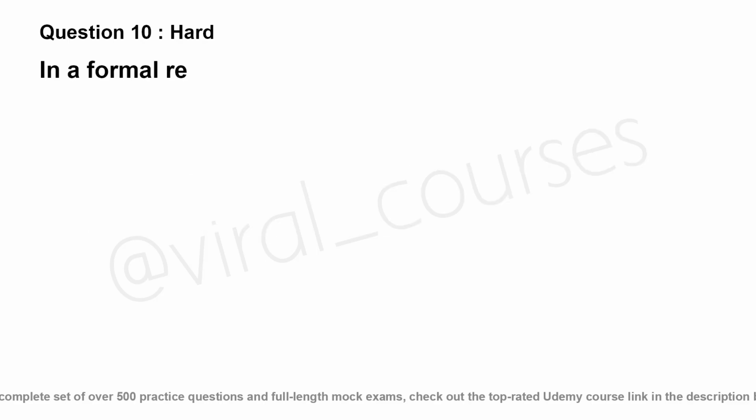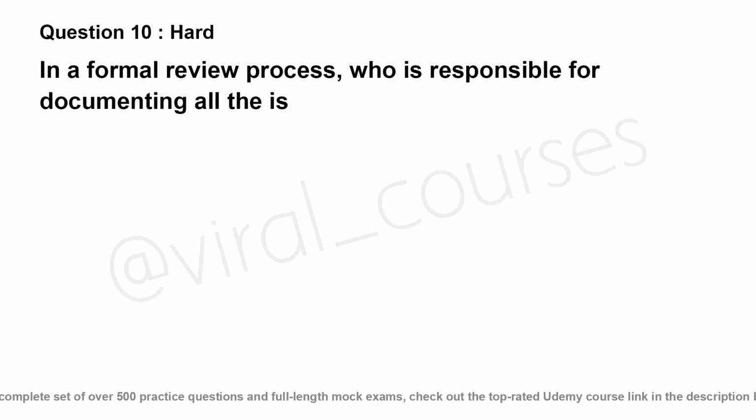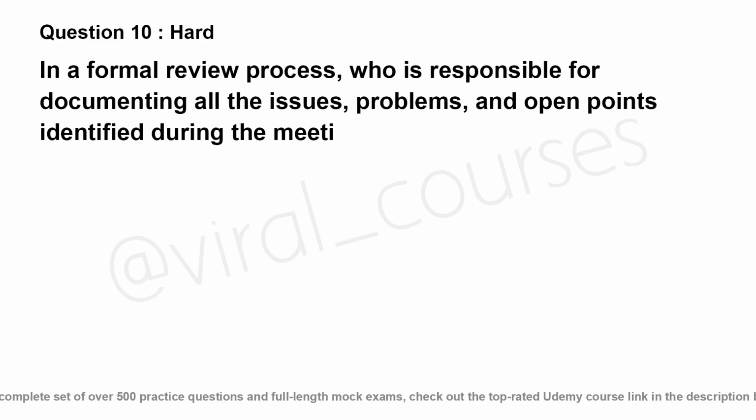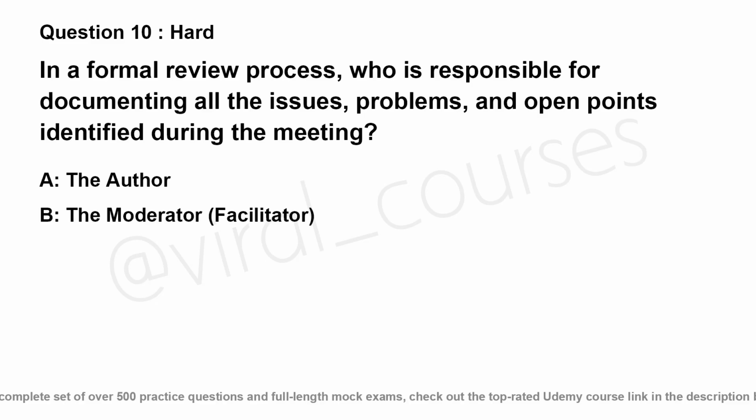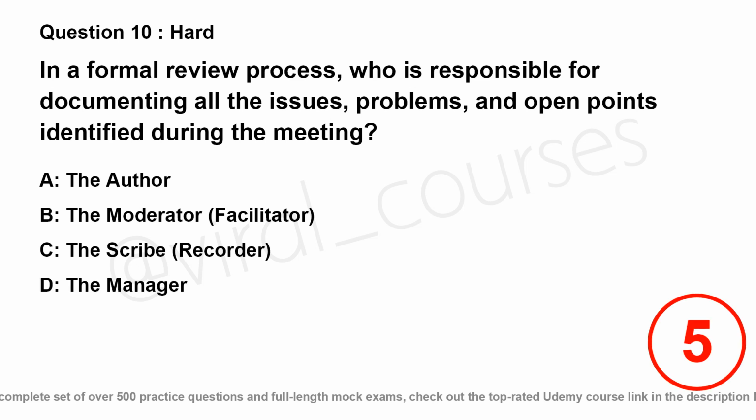In a formal review process, who is responsible for documenting all the issues, problems, and open points identified during the meeting? Option A. The author. Option B. The moderator, facilitator. Option C. The scribe, recorder. Option D. The manager.